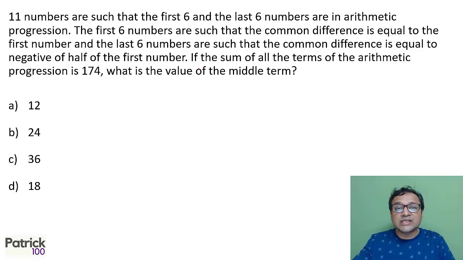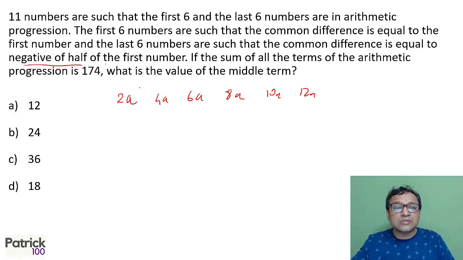11 numbers are such that the first 6 numbers and the last 6 numbers are in AP. For the first 6 numbers, the common difference is equal to the first number. For the last 6 numbers, the common difference is equal to the negative of half of the first number. So let me take the first number as 2a. The common difference becomes 2a, increasing, so 2a, 4a, 6a, 8a, 10a, 12a. And then it reduces by negative of half of the first number, which is 11a, so now minus a is the common difference: 10a, 9a, 8a and 7a.